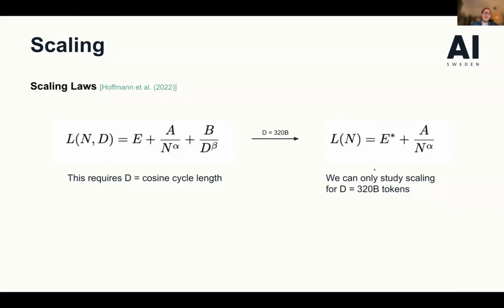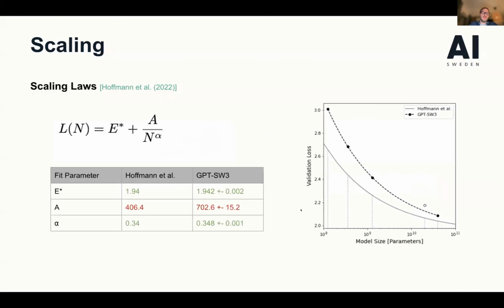What I'm showing here is essentially, I'm summarizing the terms E and B over D to the power of beta and calling it E star. Then we have the loss only as a function of the model size for the dataset size of 320 billion tokens. And then we can use this formula and plot our loss against the model size. That is shown on the right-hand side.